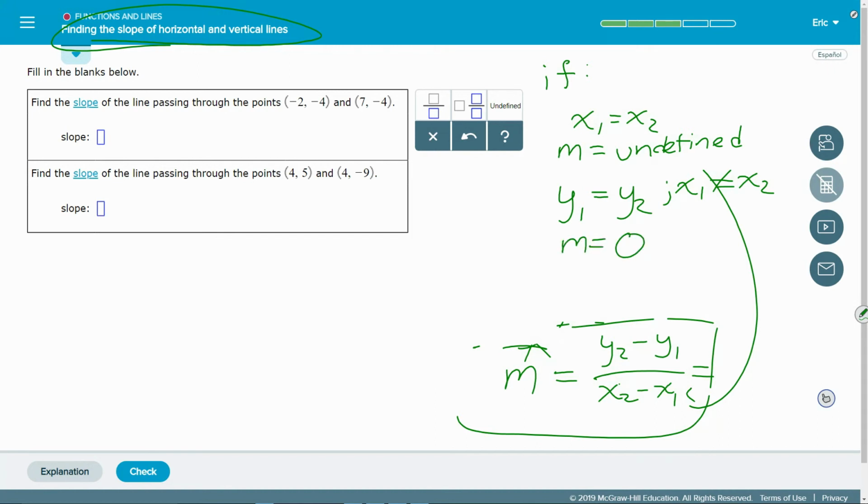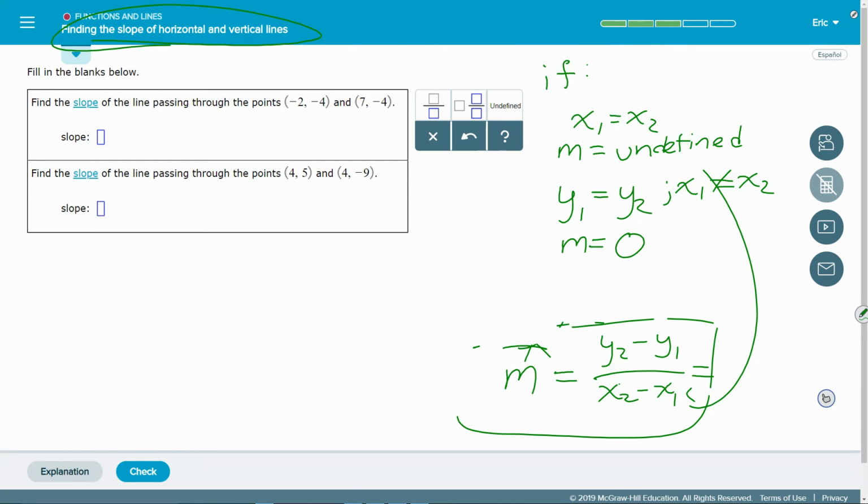So if your x's are equal to each other, doesn't matter if your y's are or not, it's undefined. If your y's are equal to each other and your x's are not equal to each other, your slope is 0. And obviously, if your x's and your y's are equal to each other, it's just the same point, which would still count as undefined because you'll end up with 0 over 0. So for this particular topic, that's all you have to do.